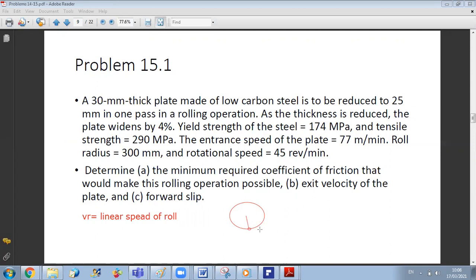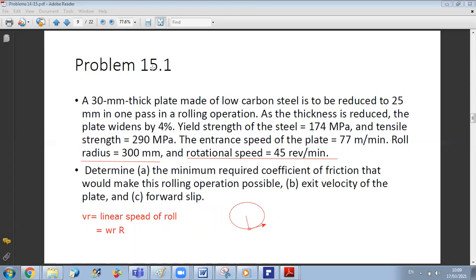And at this point, I have the velocity tangent to the circle, so it's perpendicular to the radius, and VR is given by omega, which is the angular velocity. So let us call it omega r to not confuse with the thickness. Omega roll times radius. So let us see what they provided me. They gave me the radius of the roll and the rotational speed in revolutions per minute. So make sure to do conversion of units.